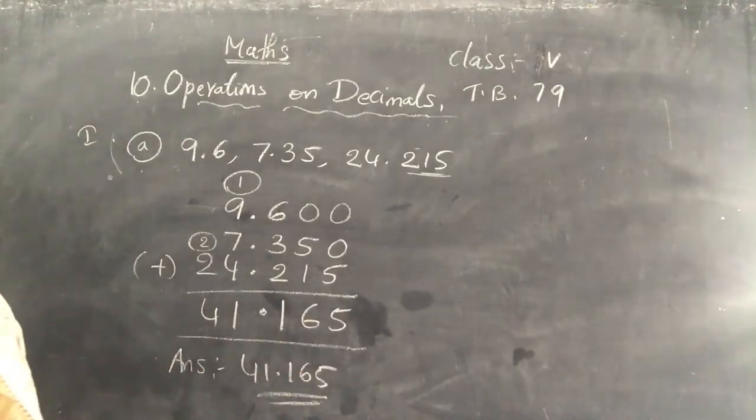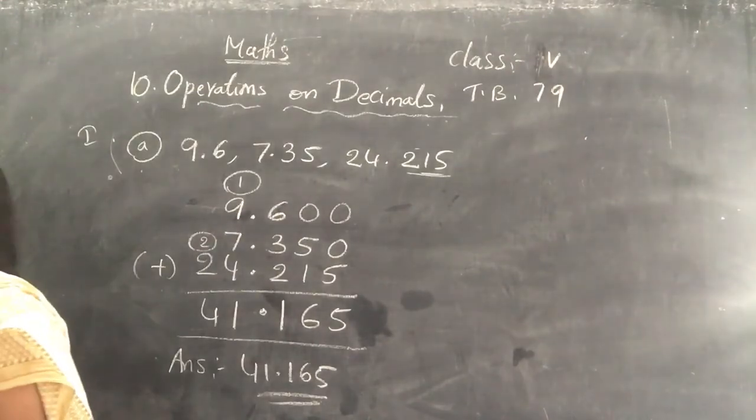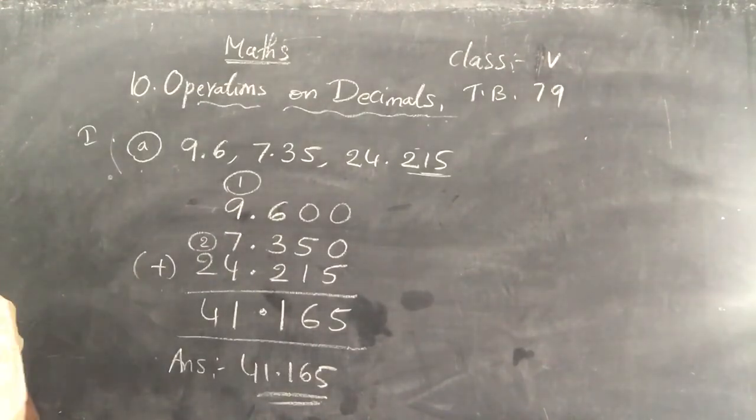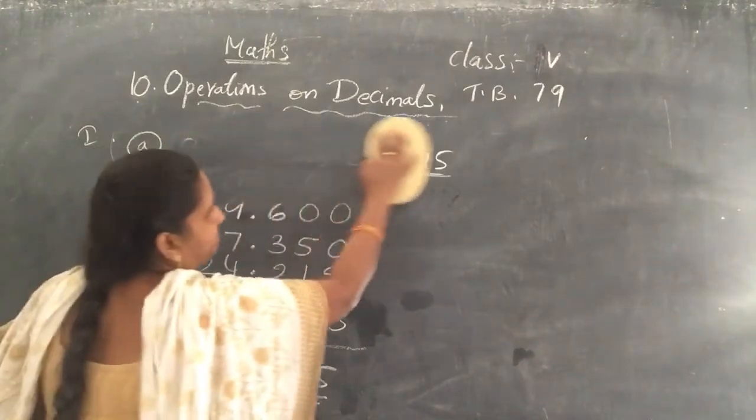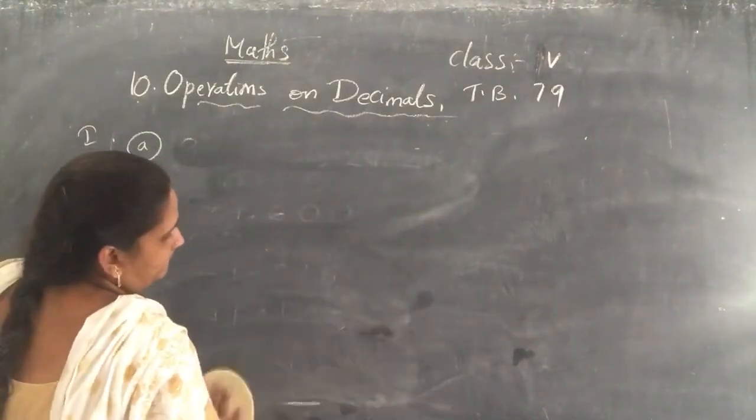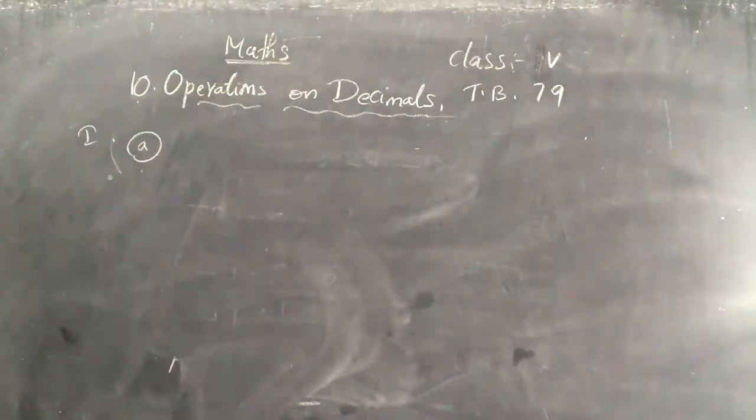Okay, and now we can do the second one. We'll do the second one. Copy it neatly. B. Write B sum.